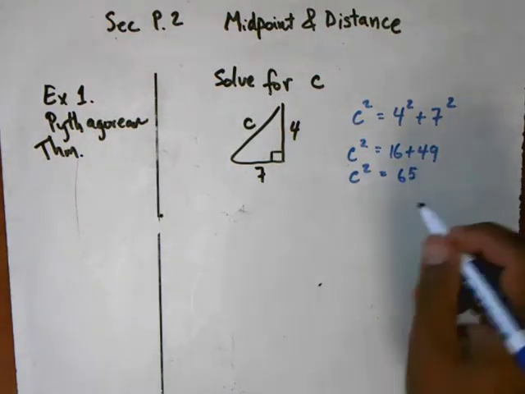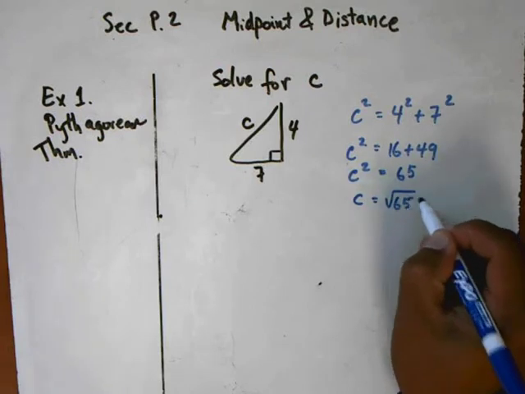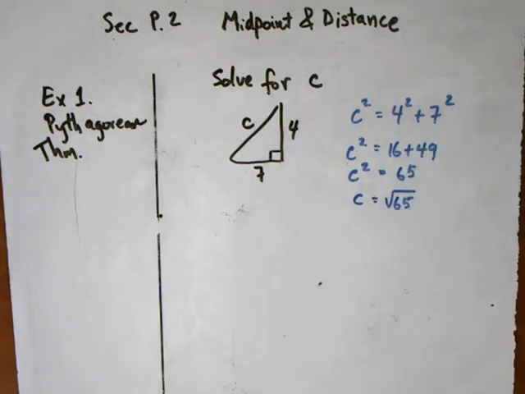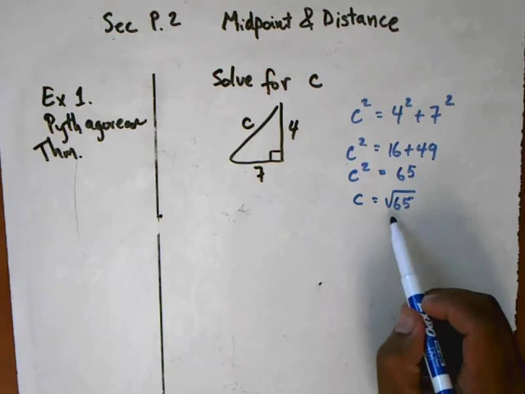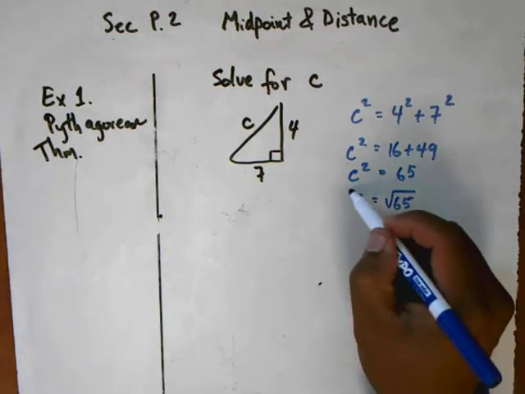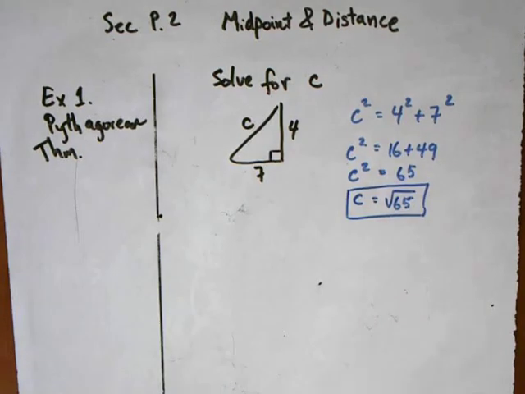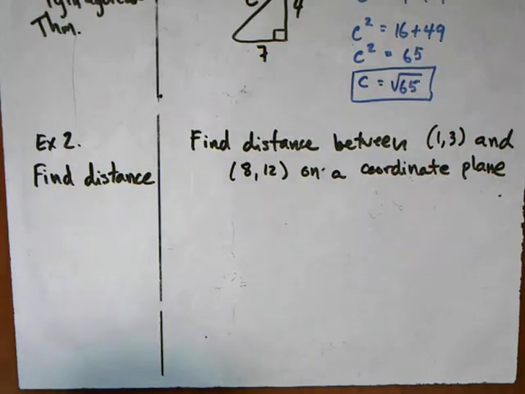Okay. And to solve for c, you take the square root of both sides, so c is equal to the square root of 65. Now you would want to check for a way to simplify this radical down further, but it turns out this is as simple as it gets, so that is our final answer. So kind of a quick warm-up problem here using the Pythagorean Theorem. Okay, so let's move on to something using distance.